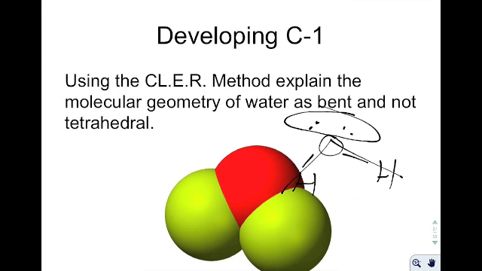And then the reason why we would say that it's bent is because water has 4 electron domains, but only 2 bonded atoms. So because of that, it's bent and not linear.